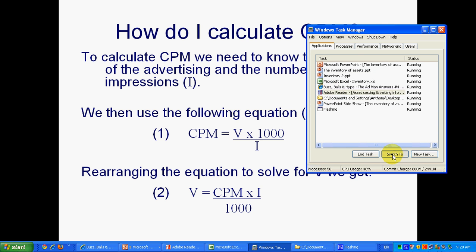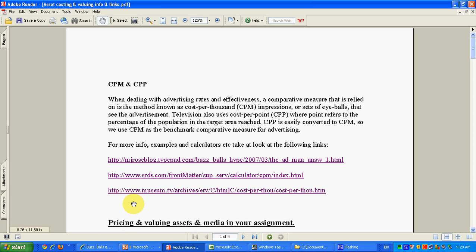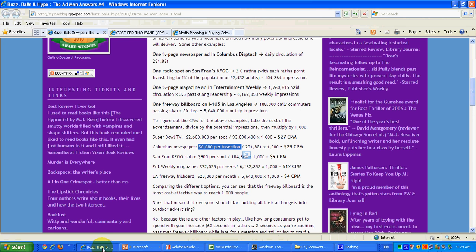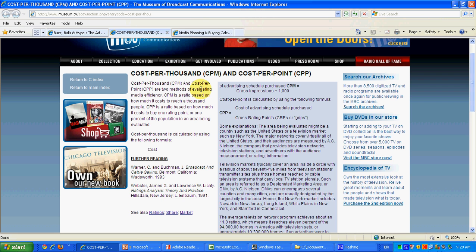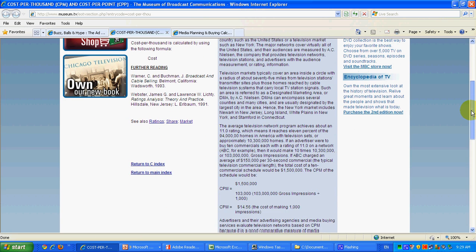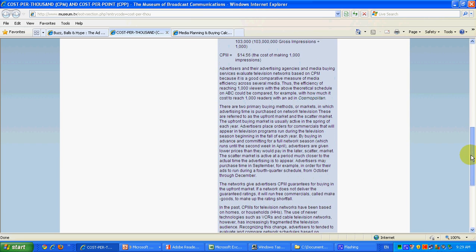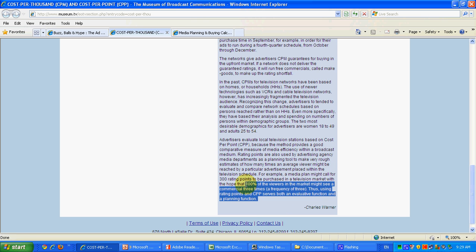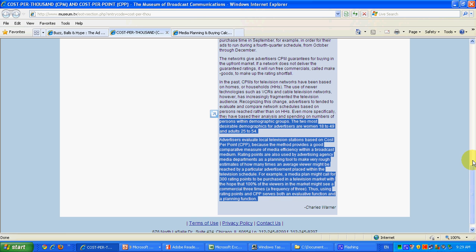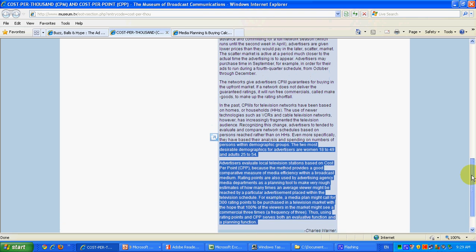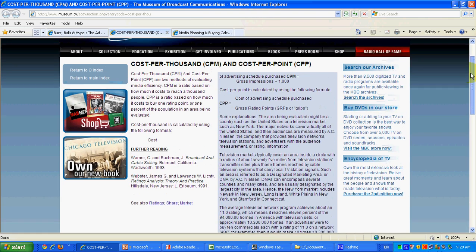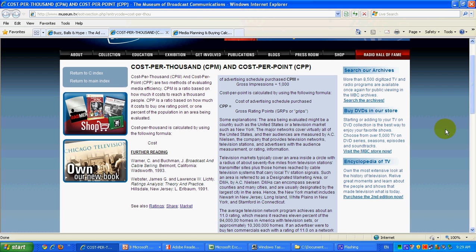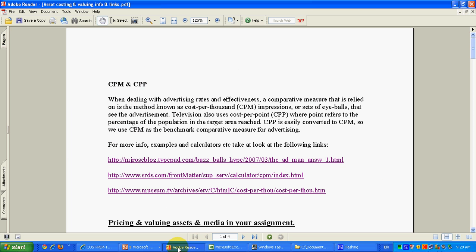Going back to our document, the other two links, we've got the one down the bottom here, which is just another article explaining cost per 1,000, and the cost per point, which is used in broadcast media. And this shows that cost per point can be easily converted back to CPM, and it also gives you some reasoning behind why advertisers use cost per point when they're talking about broadcast media. So if you look through those and consider those equations that I've just done, you should have a pretty good idea of how CPM works and how you can calculate it.